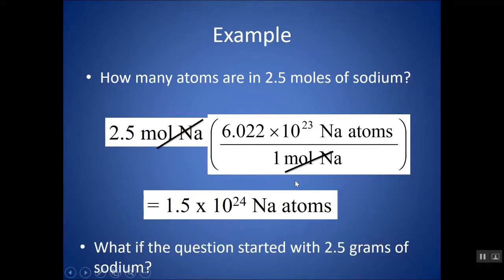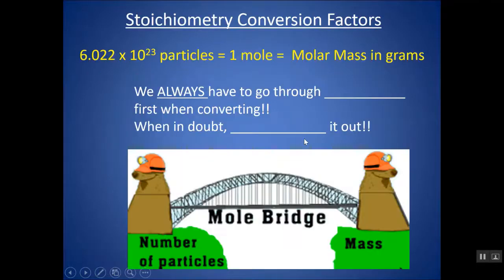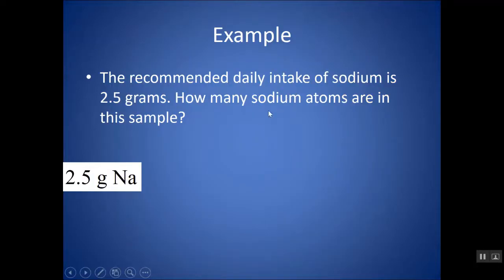Okay, what if the question started with 2.5 grams of sodium? Then I wouldn't be able to use this conversion factor right away. I would have to mole it out. Remember that you're always going to have to go through moles when converting. So typically, when in doubt, I always say mole it out. If you start with grams, first turn it into moles, and then you can turn it into number of atoms or number of molecules. These are the conversion factors that you should memorize: 1 mole is equivalent to 6.022 times 10 to the 23rd particles, and it's also equal to the molar mass in grams, and that's how we get these conversion factors.